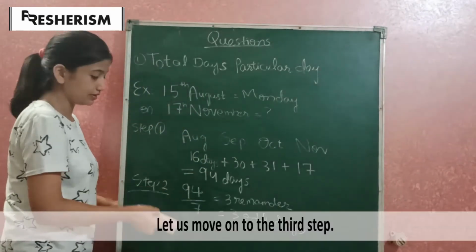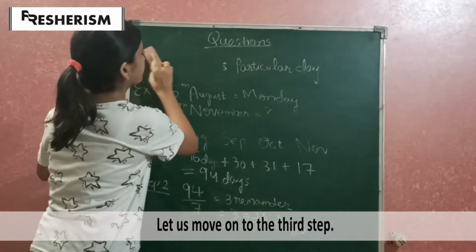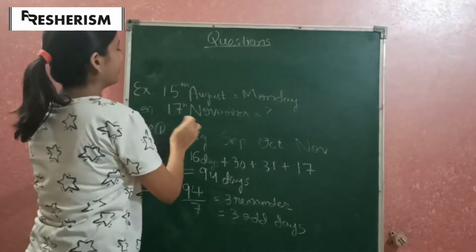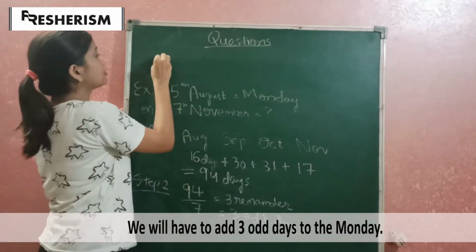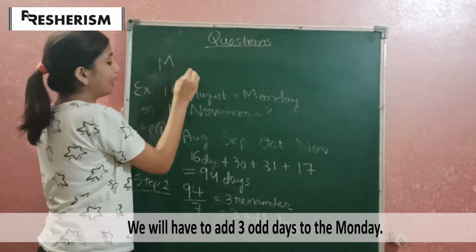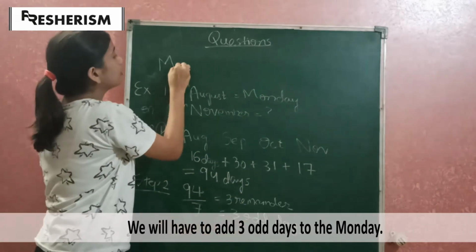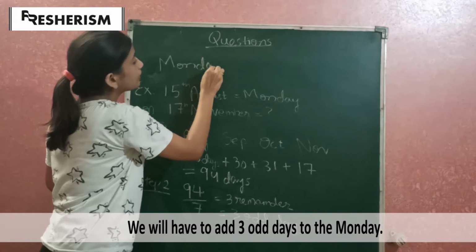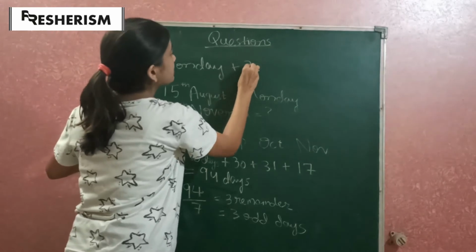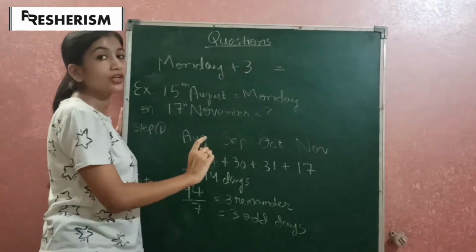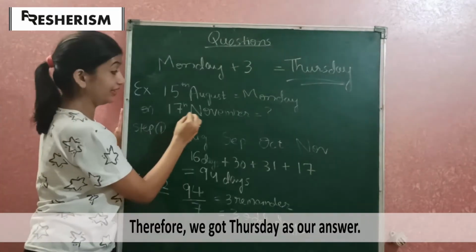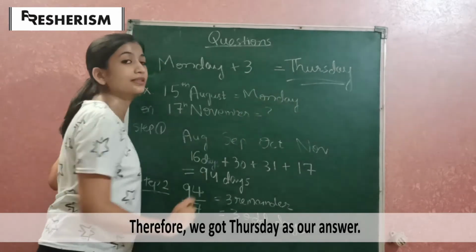I hope you are clear with this. Let's write the third step here. You have to add this 3 with the given day. It's mentioned that 15th August is Monday. To find out what will be the day on 17th of November, we have to add these odd days to Monday. So Monday plus number of odd days, that is 3. Monday plus 3: this will be Tuesday, Wednesday and Thursday. 17th of November will be Thursday.